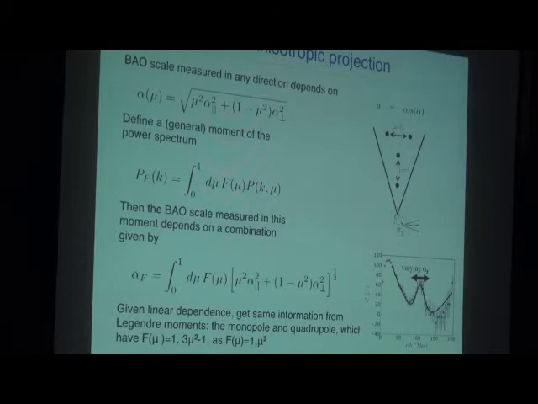In general, we take more complicated functions f of mu, such as the monopole and quadrupole, and then these give us some combination of basically alpha parallel and alpha perpendicular, which is what we actually then measure with the Baryon acoustic oscillation peak position. So if you measure the power spectrum from one of these moments, and then look at the BAO peak position or acoustic wave position within that power spectrum, then you find that the position is given by some combination of alpha parallel and alpha perpendicular, like this. Okay. So this is the last piece in the puzzle, if you like, that we need to understand the Baryon acoustic oscillation feature and how it appears when we measure the correlation function from a galaxy survey in projection.